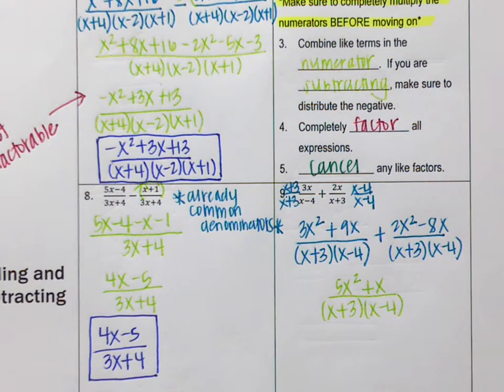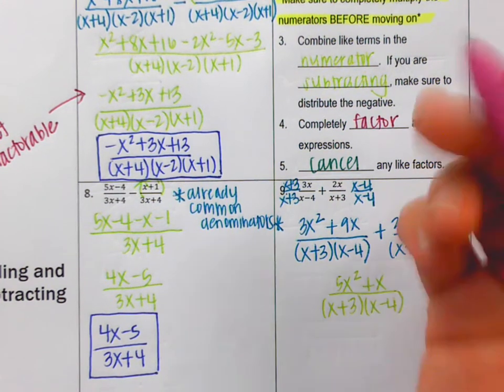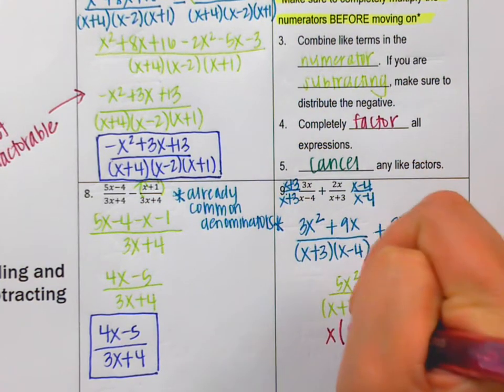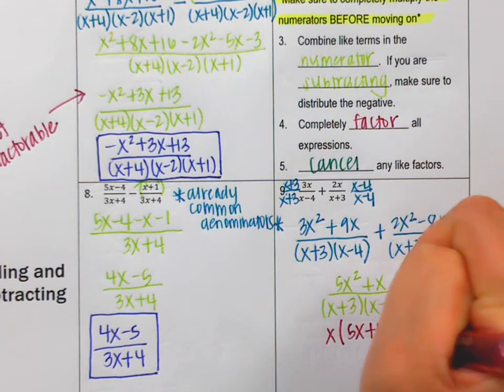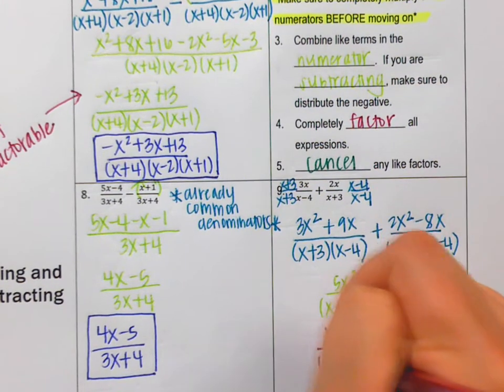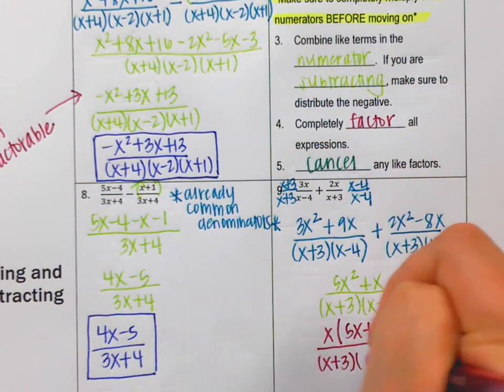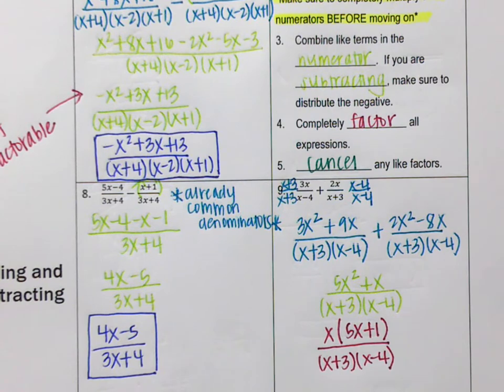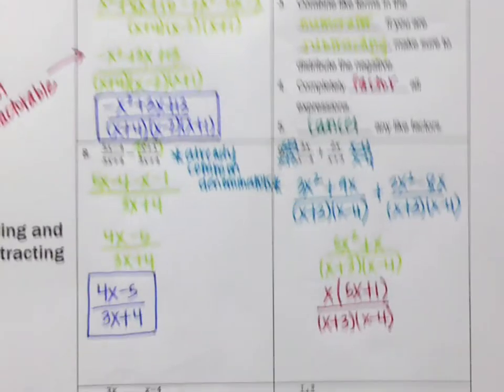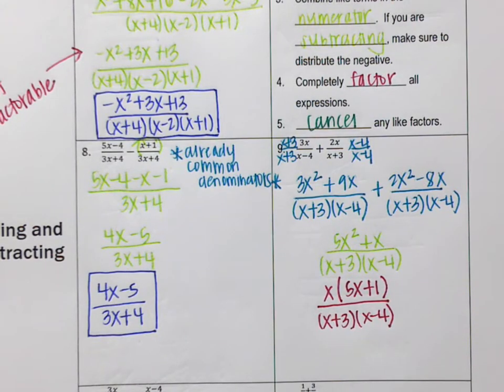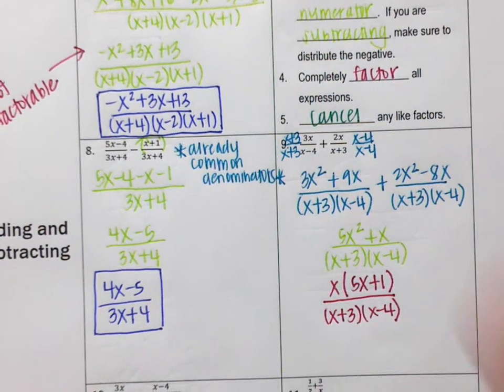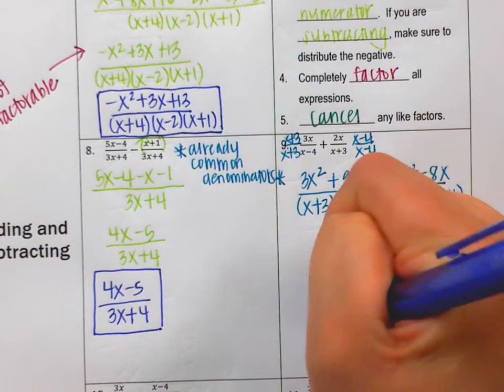Okay, can I factor anything? I can. 5x squared plus x, I can factor out a GCF of x. And then the denominator is already factored. Is there anything I can cancel? And there isn't. So that's my final answer. If you didn't factor the top and you left the top as is, I would still give you credit. That's totally fine. So this is my final answer.